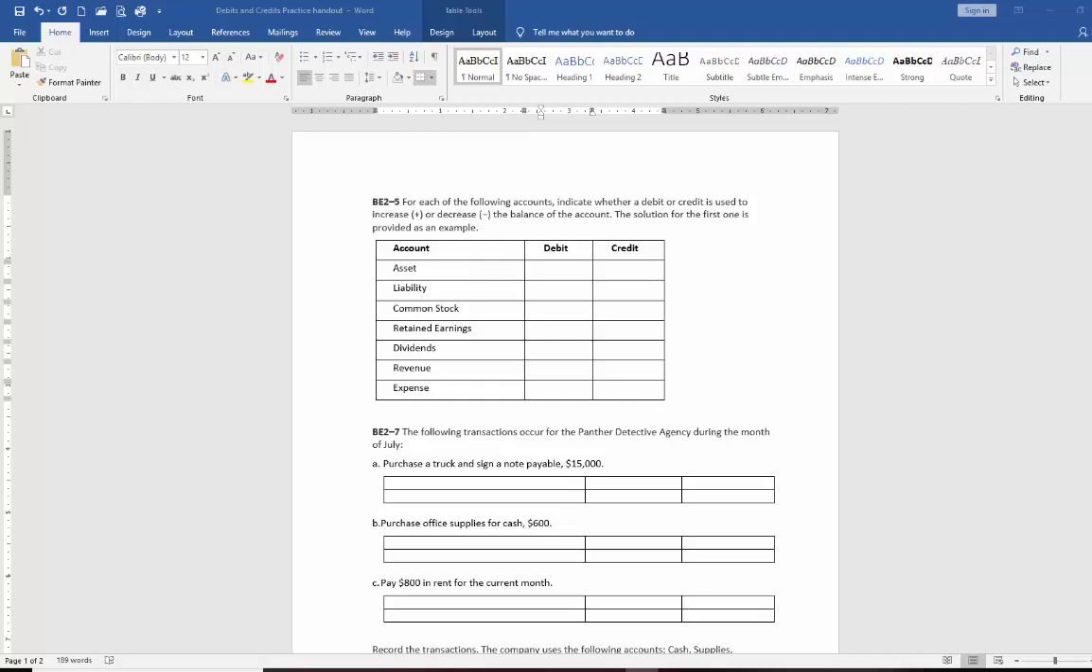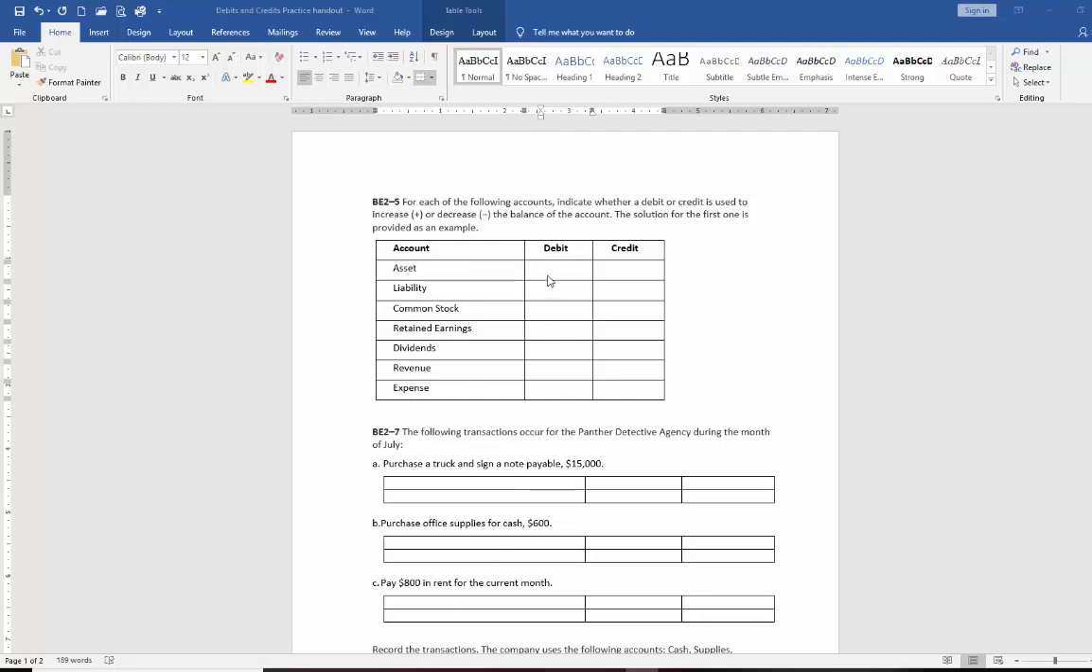In our first exercise, for each of these account categories, we're going to decide whether a debit increases it or decreases it. Hopefully you have our little hint, which is DEALER. DEALER means that dividends, expenses, and assets have debit balances, and liabilities, owner's equity, and revenue have credit balances. That was in the prior video. So let's review.